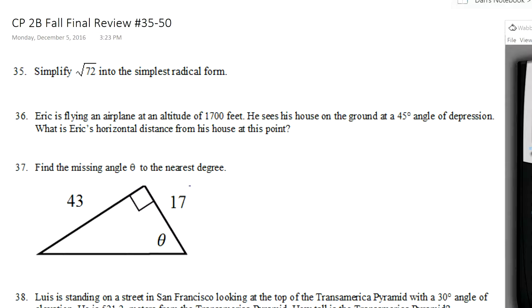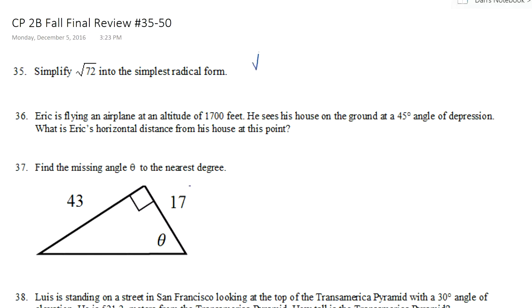So if we look at root 72, I just like to think about all of the perfect squares. Your perfect squares are 1, 4, 9, 16, 25, 36. And we're looking for the biggest perfect square that goes into 72. Take a look at this list here, and it would be 36 times 2. So we can go root 36 times root 2. Root 36 is 6, so we would have 6 square roots 2.